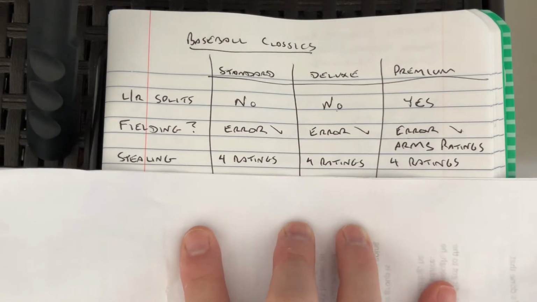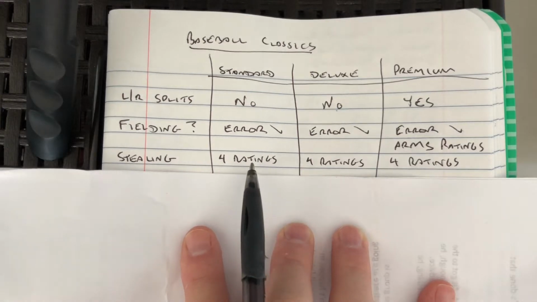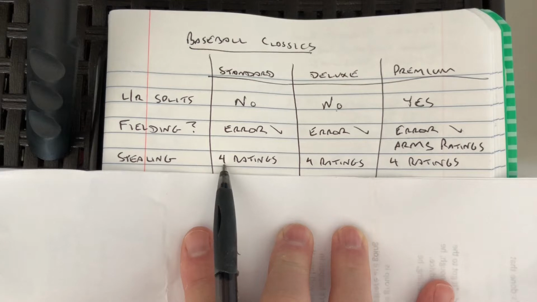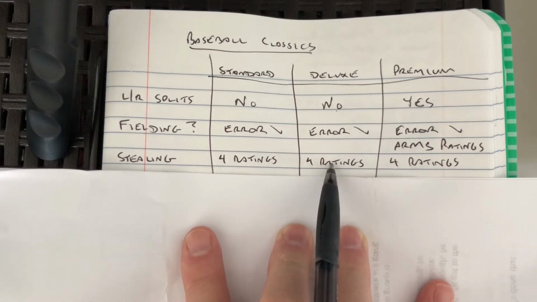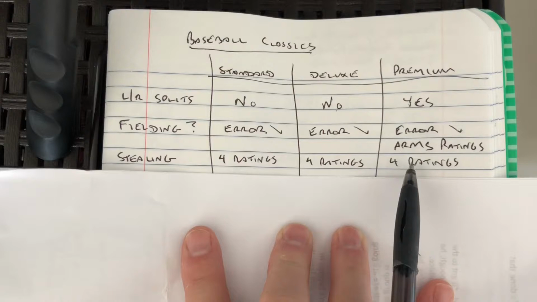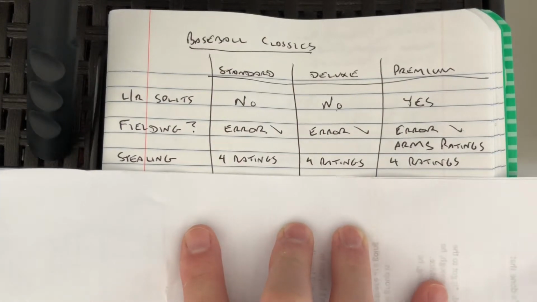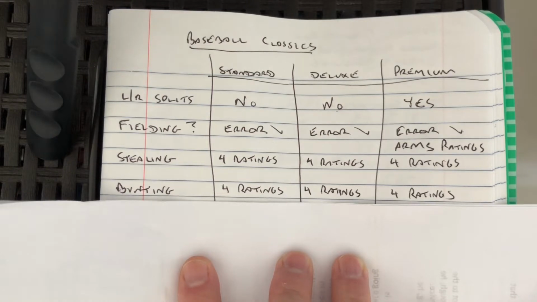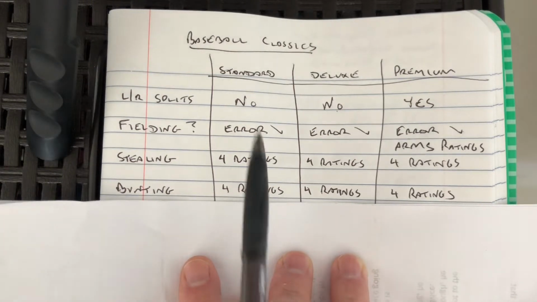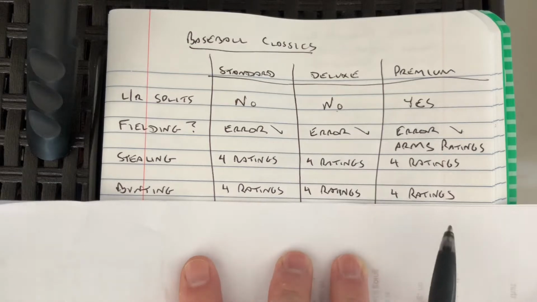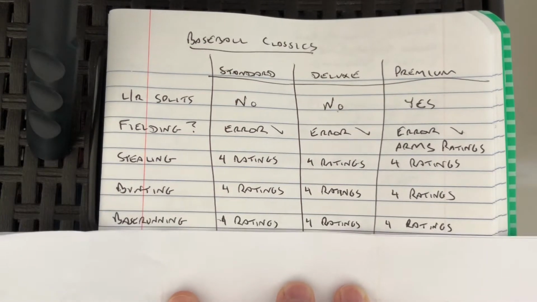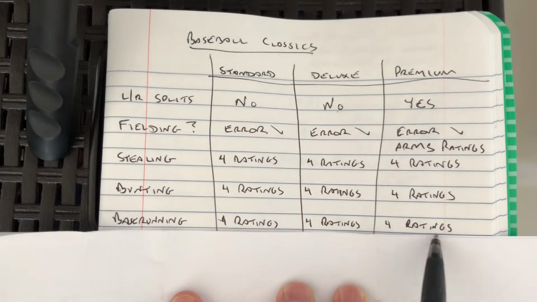Next, stealing. If you'd like to have your base runners attempt to steal a base, there's 4 separate ratings to do that in the standard version, 4 separate ratings in the deluxe version, 4 separate ratings in the premium version. Bunting, same deal. 4 ratings in standard, 4 ratings in deluxe, 4 ratings in premium. Base running, 4 ratings, 4 ratings, 4 ratings.